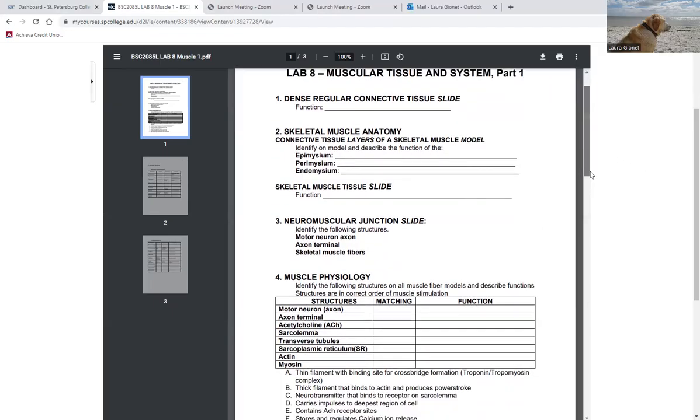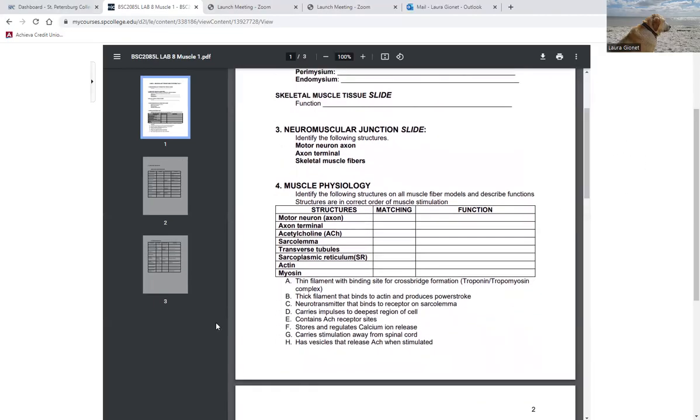Okay, then we have the muscle physiology. Identify the following structures on all the muscle fiber models and describe functions. Structures are in correct order of muscle stimulation. So, going back to this neuromuscular junction slide kind of concept, we have the nervous system telling these muscle cells to contract in some way, shape, or form.